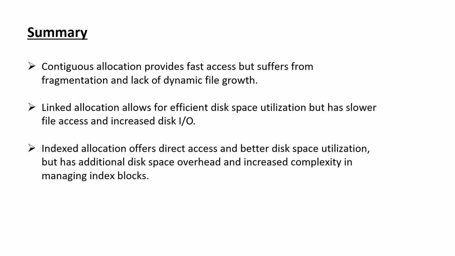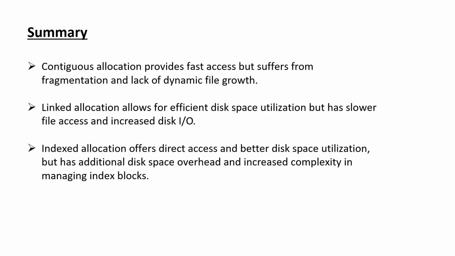Contiguous allocation is a file allocation method where each file occupies a contiguous block of storage space on the disk. In this approach, the entire file is stored in one continuous sequence of disk blocks. The simplicity makes file access and retrieval more efficient, especially for applications with sequential access patterns such as streaming media.